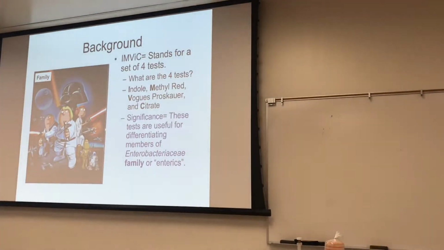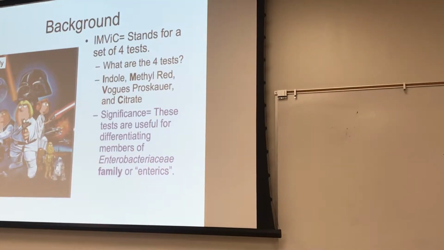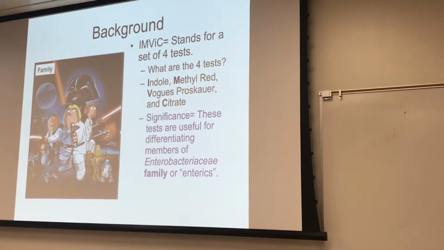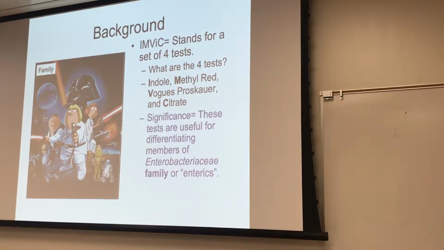Because remember, the family's huge. It's like a really big family. There's Klebsiella in there, Proteus, we said, Morganella, Escherichia. So there's a long list of bacteria that are in that family. So IMViC allows you to separate them from each other a little bit. So it's really, really helpful for narrowing down, if that makes sense.